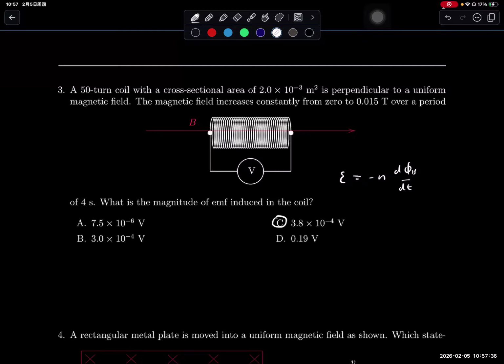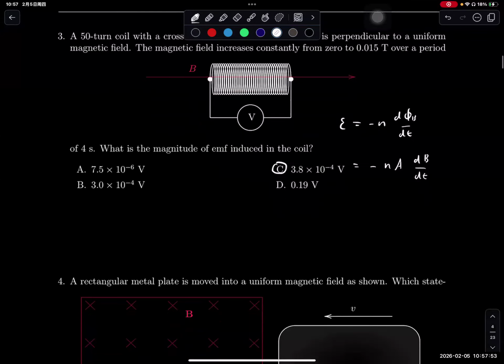All right, so let's calculate your changing magnetic field. Be aware that this is a changing magnetic field instead of a changing magnetic flux. So you want to move your area outside of the rate of change and then multiply by your rate of change of magnetic field. It should be quite straightforward.